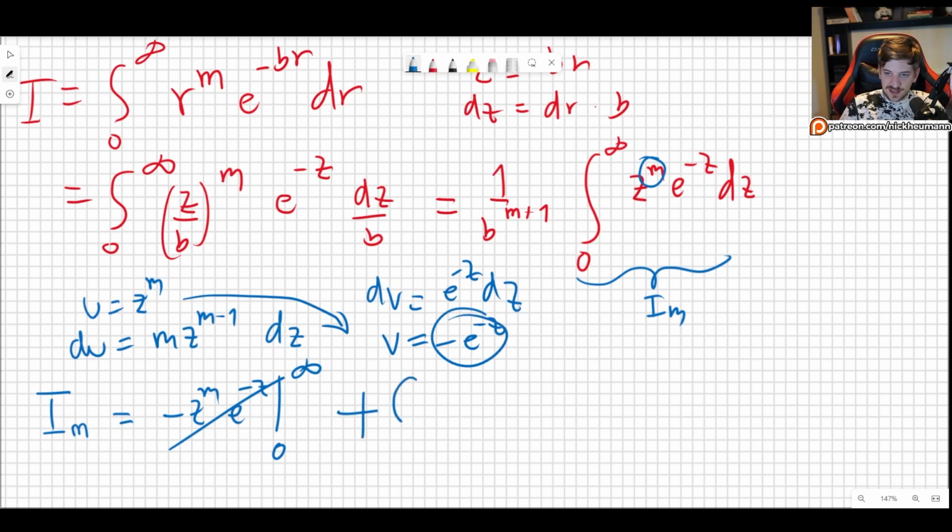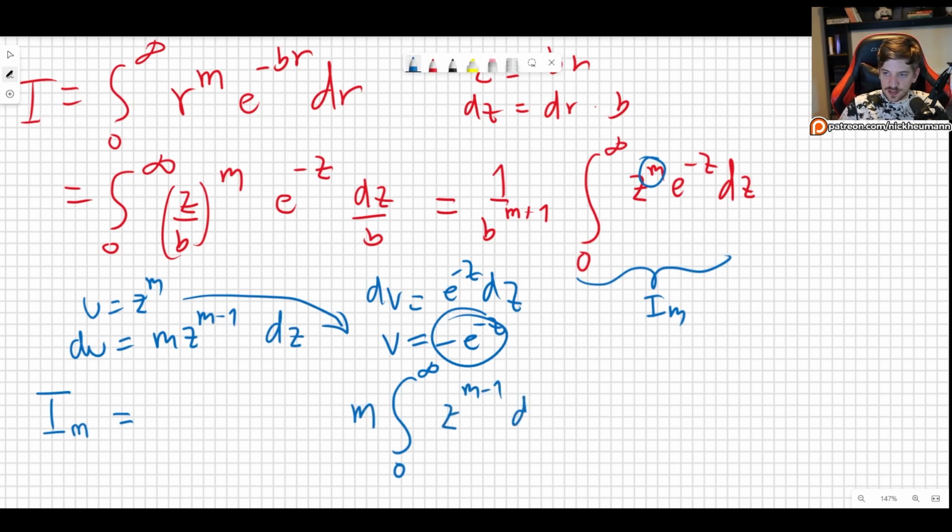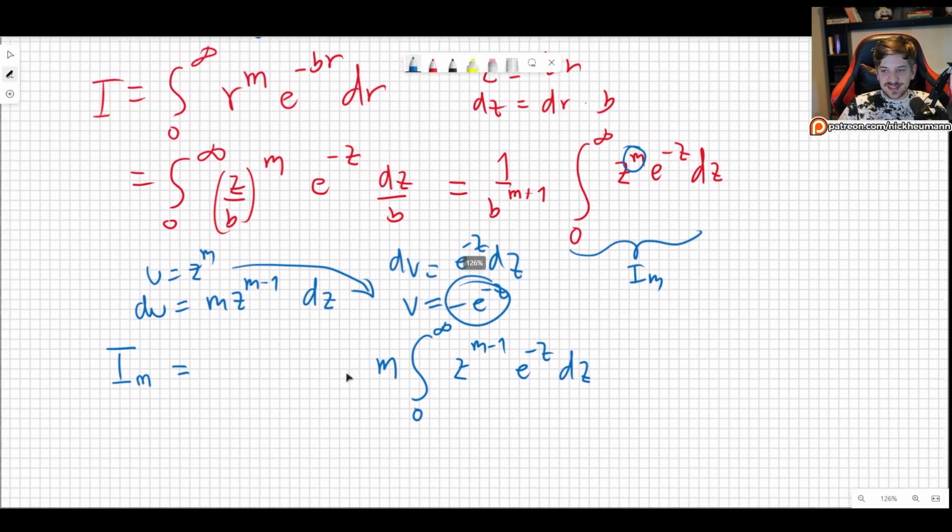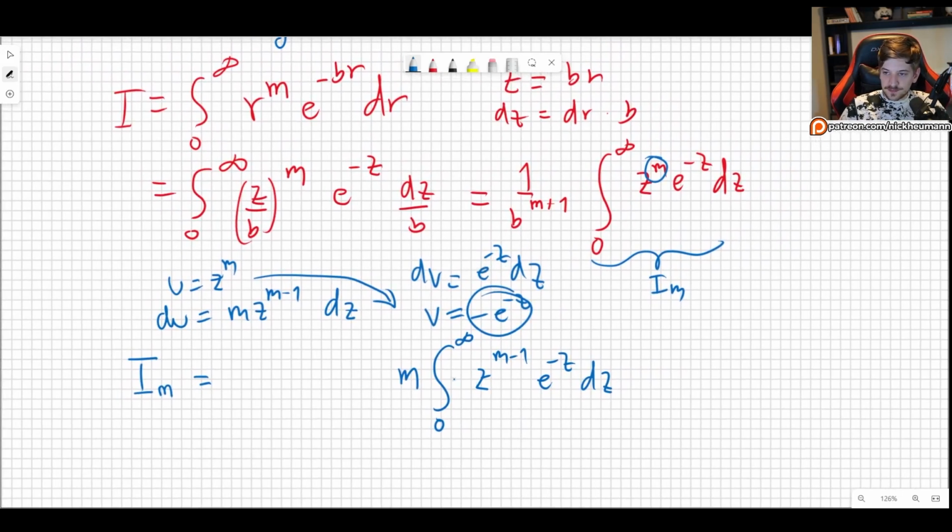So then we only have minus the second part, which is minus this times this. So we get plus the integral from 0 to infinity of m, which we can write outside. So we get m times the integral of z to the m minus 1 times e to the minus z dz. And notice this is exactly the same as before, except that now we have this little factor of m in front, and we have decreased the power by 1.